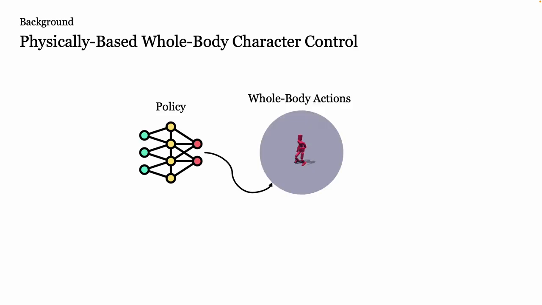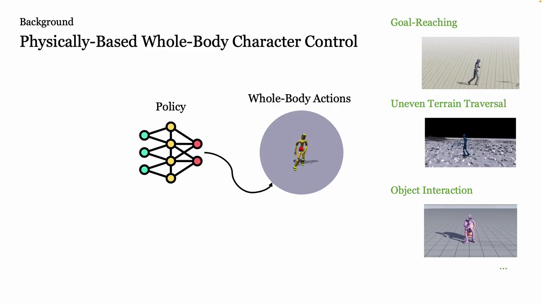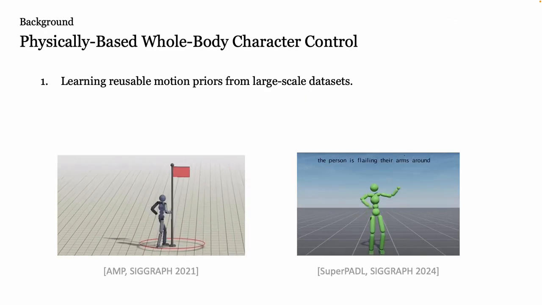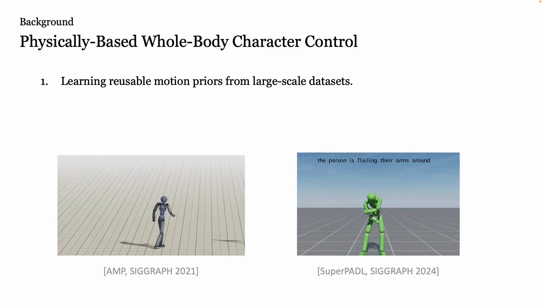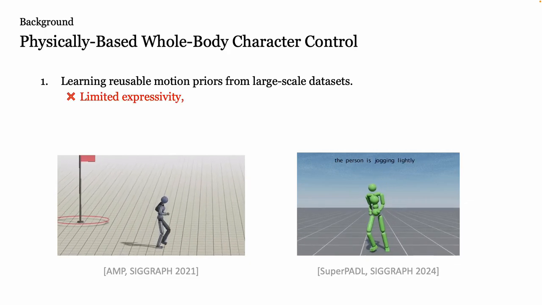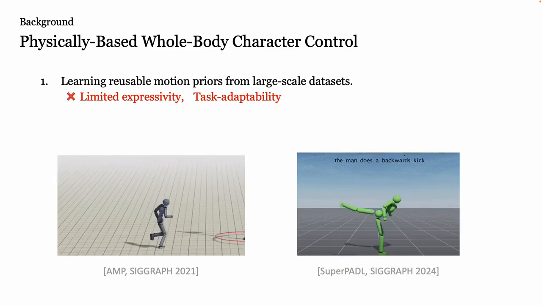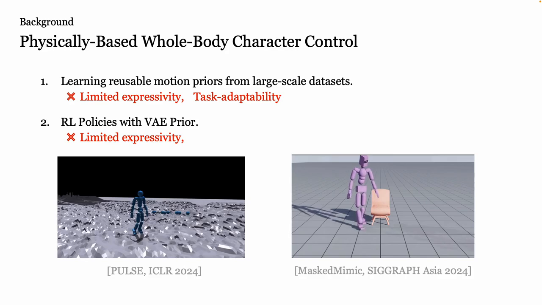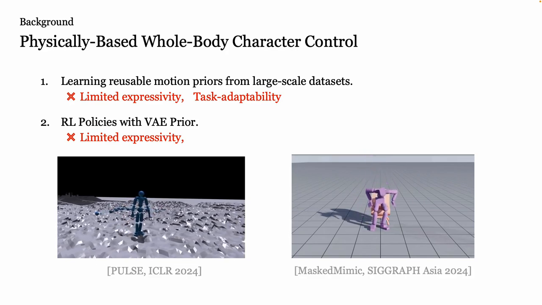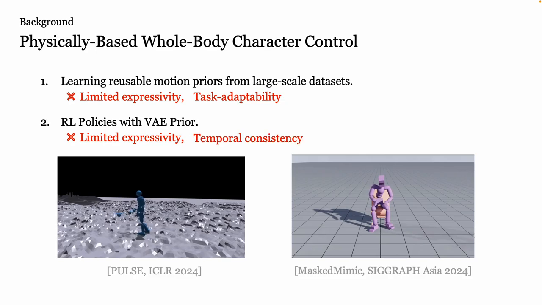Physics-based character control aims to generate physically plausible, robust motion that responds dynamically to varied control inputs. A prominent approach involves learning reusable motion priors from large-scale datasets. However, existing methods face a significant trade-off between expressiveness and task adaptability. While VAE-based priors offer compact action spaces, they often lack temporal consistency.